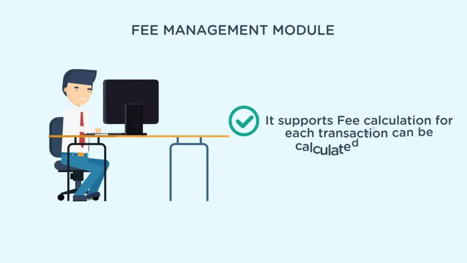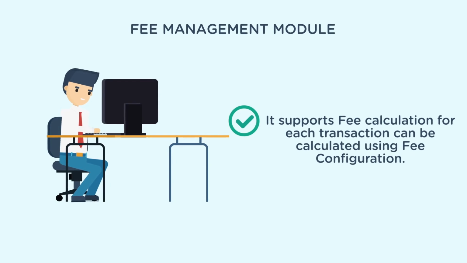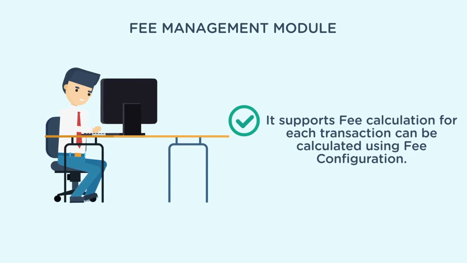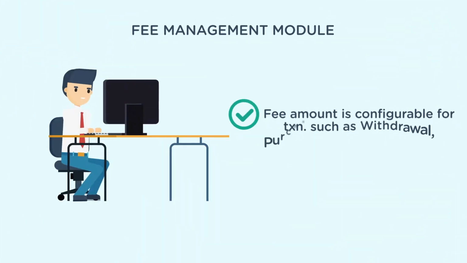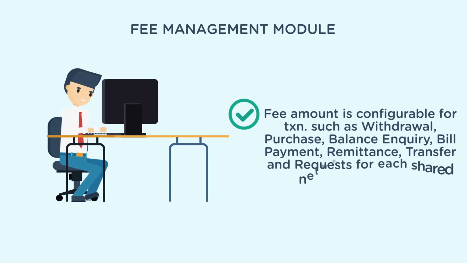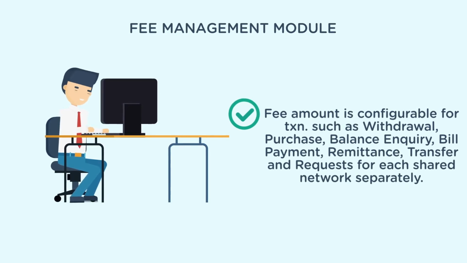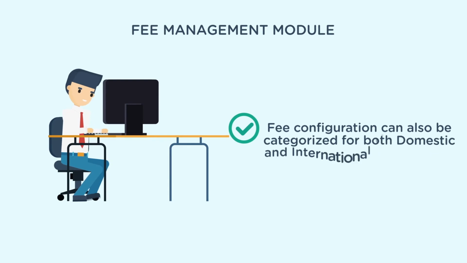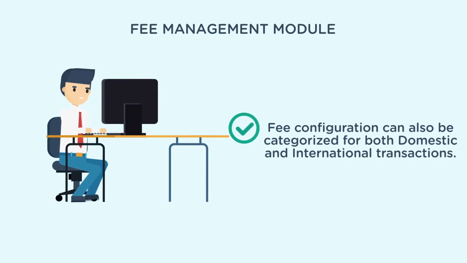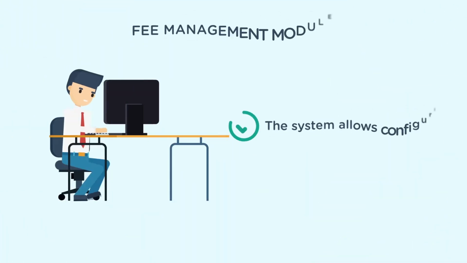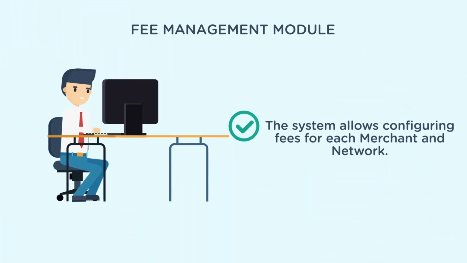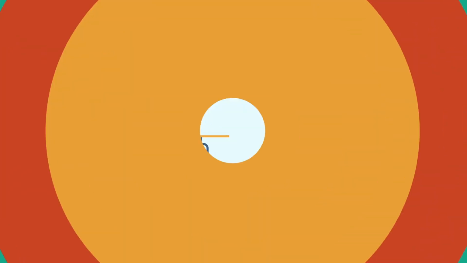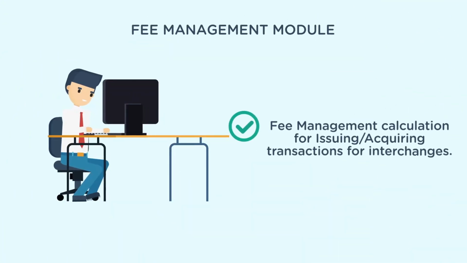Then fee management module. The fee management module supports fee calculation, where the fee for each transaction can be calculated using fee configuration. Fee amount is configurable for transactions such as withdrawal, purchase, balance inquiry, bill payment, remittance, transfer and requests for each shared network separately. The fee configuration can also be categorized for both domestic and international transactions. The system allows configuring fees for each merchant and network. Fee management calculation for issuing and acquiring transactions for interchanges.